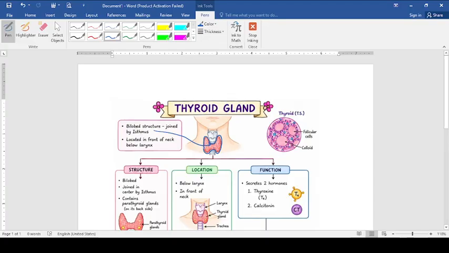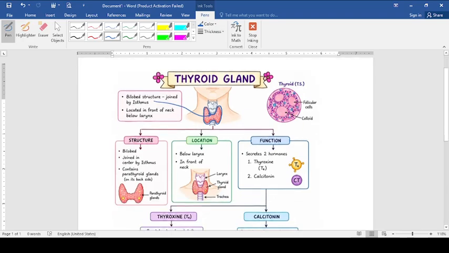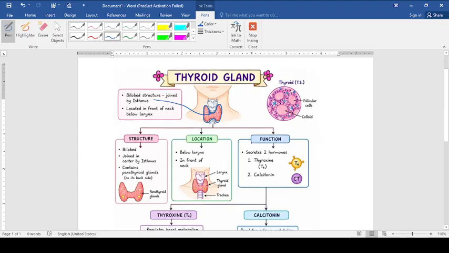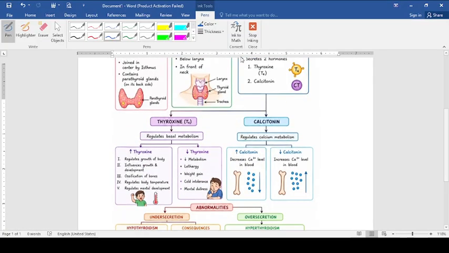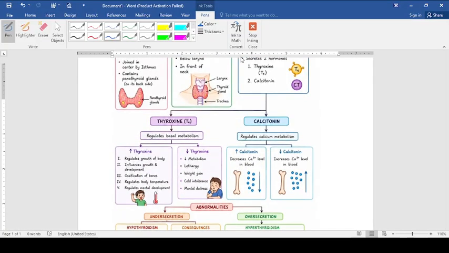Now, structure we have discussed, location we have discussed. Now what type of hormones is it secreting? It actually secretes three hormones, T3, T4 and calcitonin, but T3 is not in your course. T3 is triiodothyronine, T4 is tetraiodothyronine, and calcitonin is the next hormone. So in your course only two hormones are there. Let's have a discussion on what these two hormones are and how they work in our body.